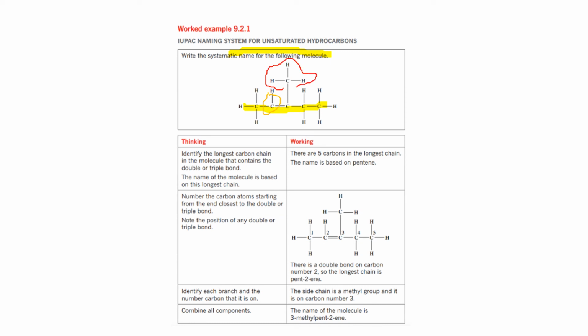So the name of this particular structure has to be 3-methylpentene. Can we see that? 3-methylpentene, because the main chain consists of 5 carbon. On the second carbon, we have the double bond, and on the third carbon, we have the methyl group, which is the side chain, as you can see. So the name of the particular molecule has to be 3-methylpentene. Moving on to the next slide.